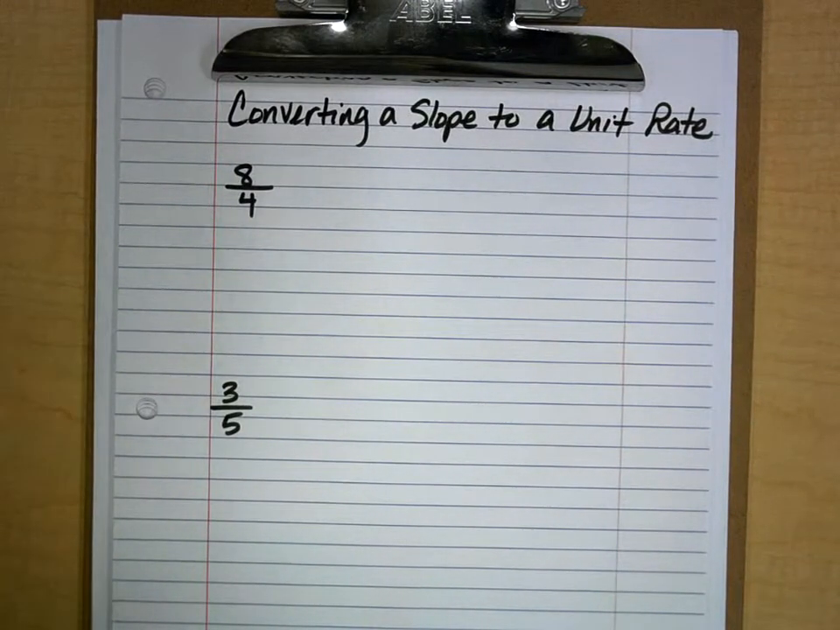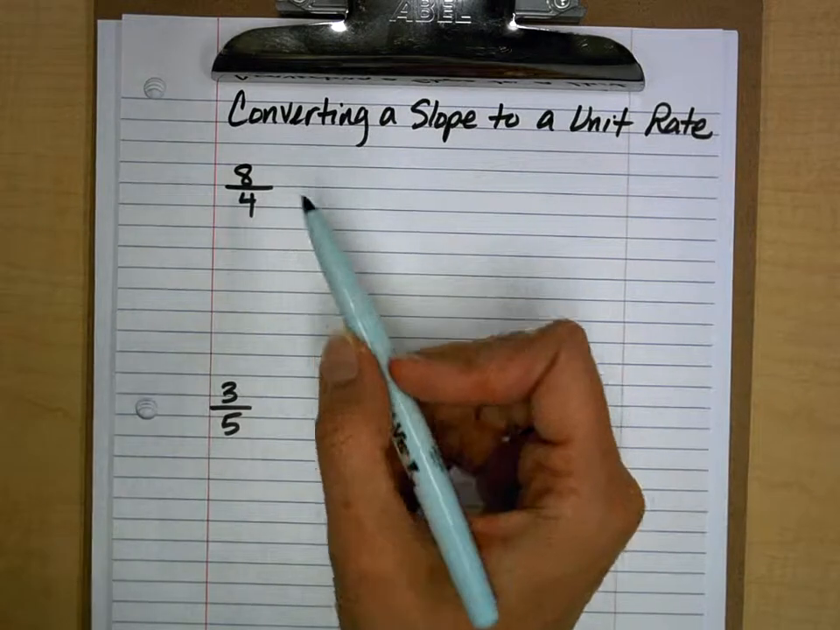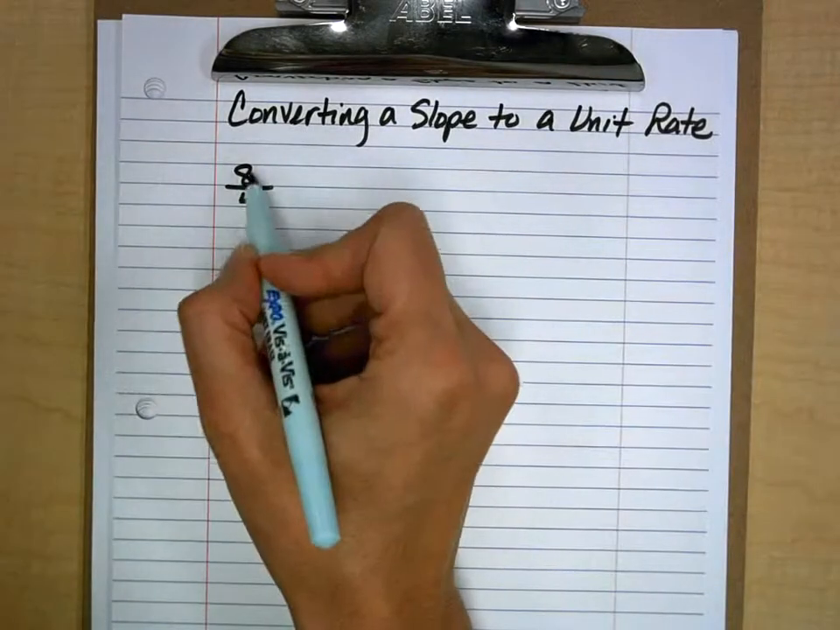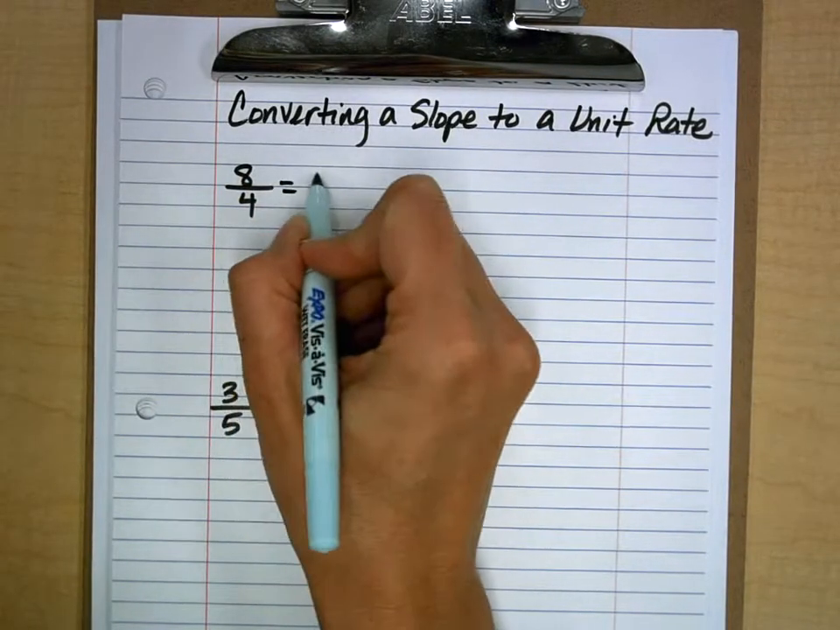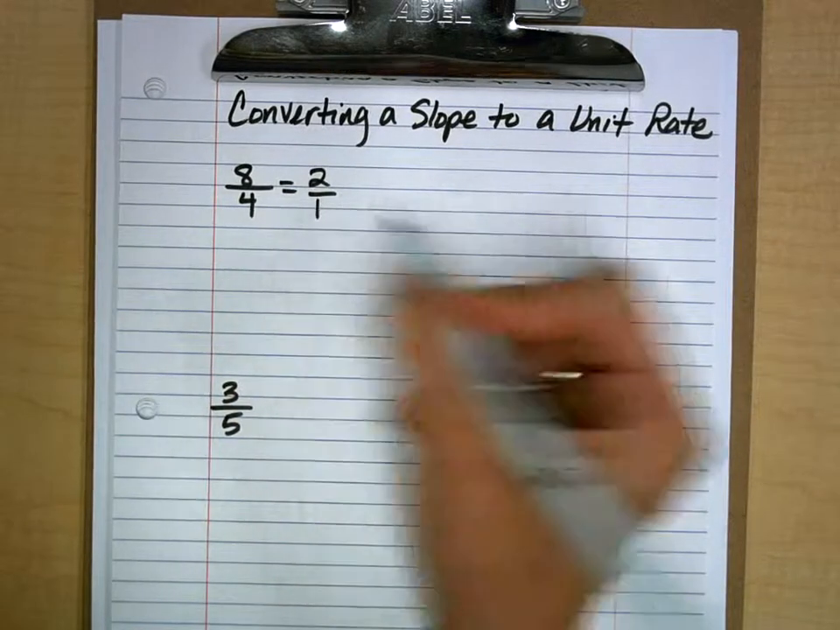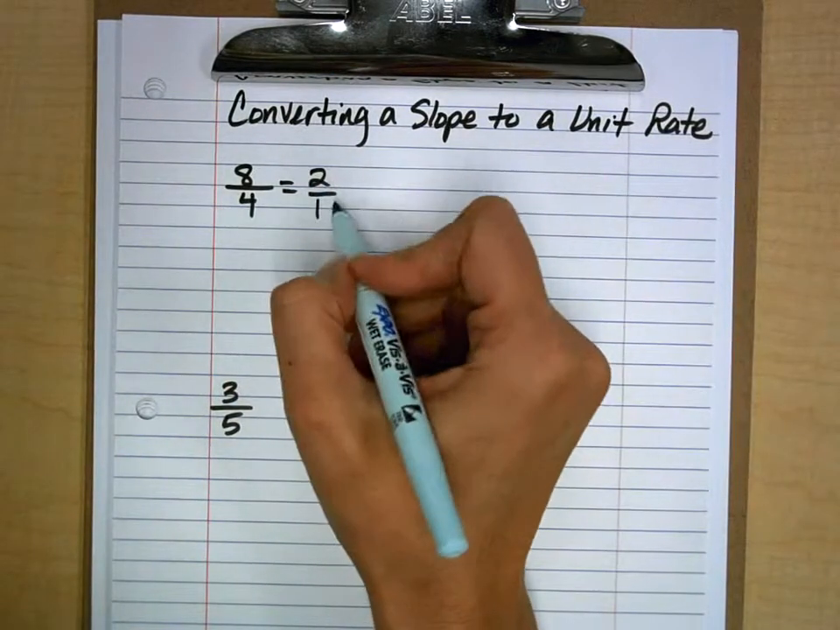Converting a slope to a unit rate. So a slope is just your rise over your run, or your change in y over your change in x. And once you have that fraction, you're generally going to reduce it. So this particular example reduces to 2 over 1. And because the denominator is a 1, this already is a unit rate.